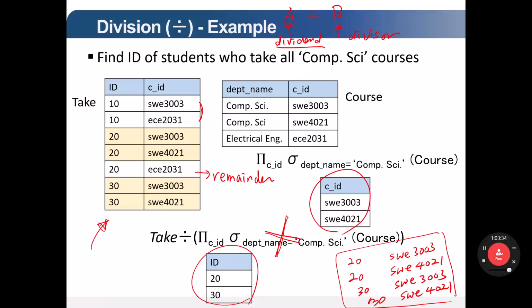Okay, so in relational algebra, this division operator also requires that the divisor is a subset. I mean, the attributes of the divisor must be a subset of the dividend's attributes.